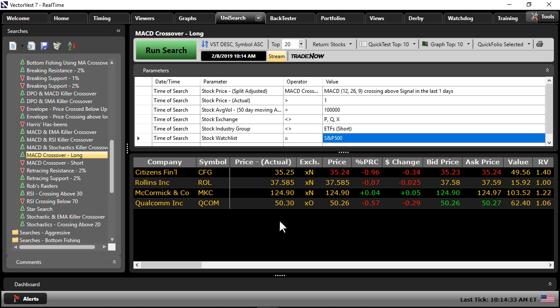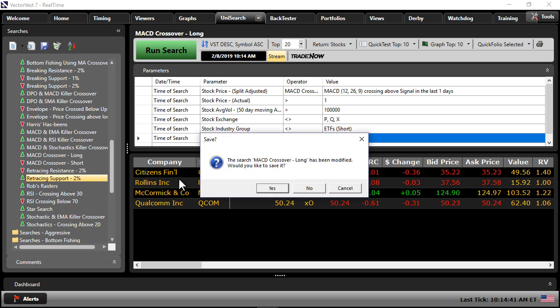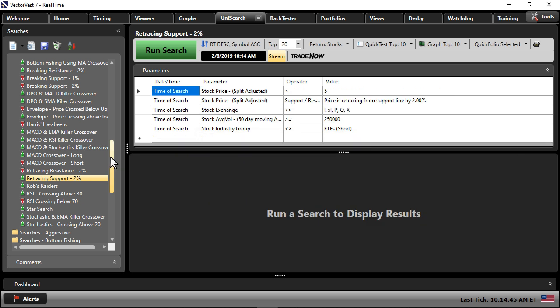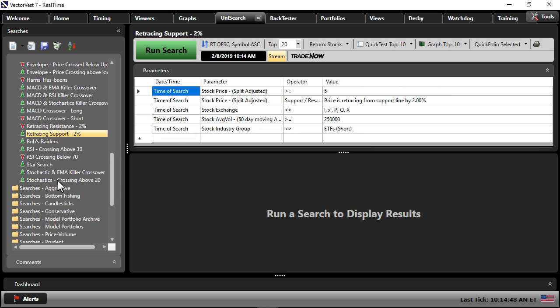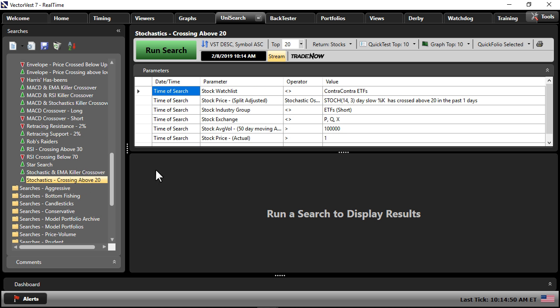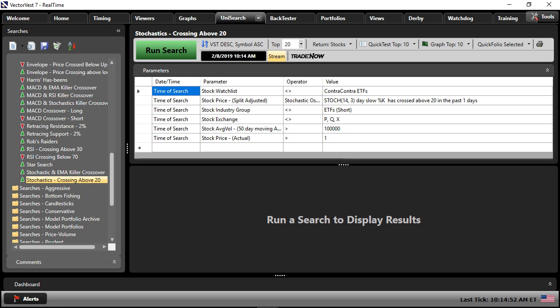So obviously this is a much easier and faster way to go about looking for MACD crossovers. We also have searches in here looking for stocks retracing from support, or stochastics crossing above 20 as well. I'm just going to go ahead and say no there. I don't want to save that search.